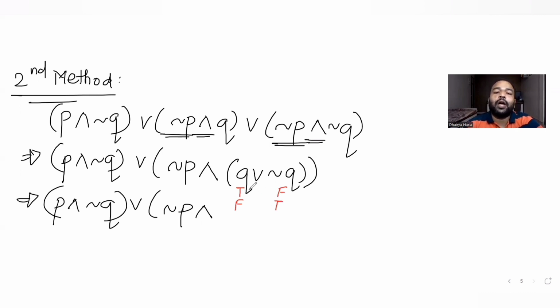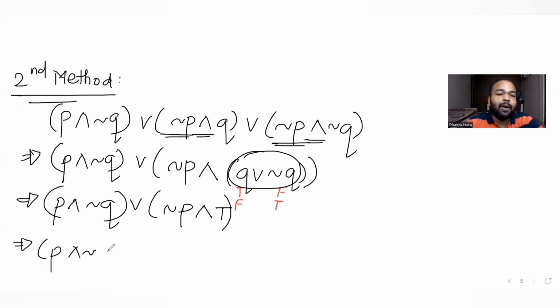And we know in cup, both of them have to be F to get the answer F, otherwise it is always T. So T cup F or F cup T, that is always T. So we get the answer for this entire bracket as T for all the situations. So we get negation P capped with T, that is a true statement.